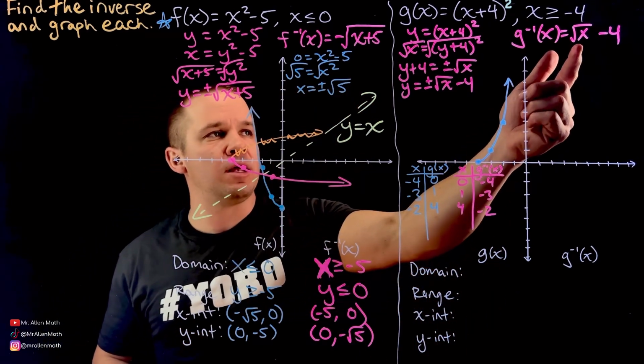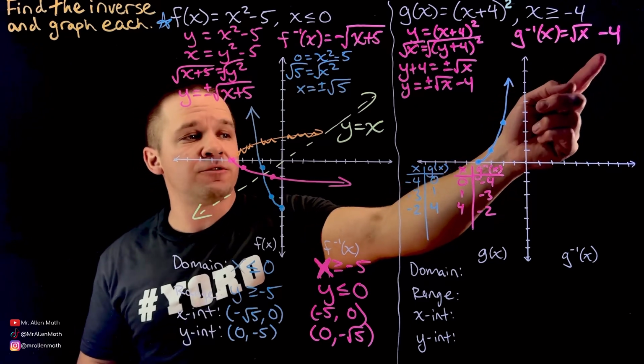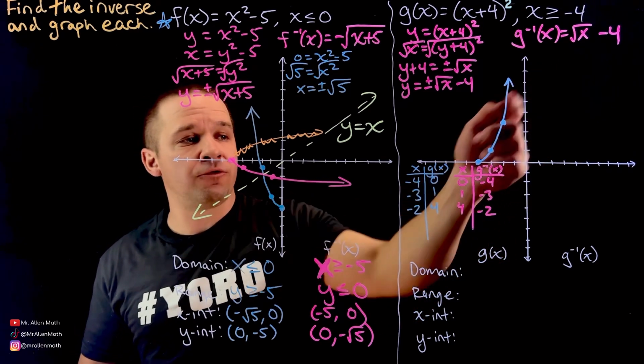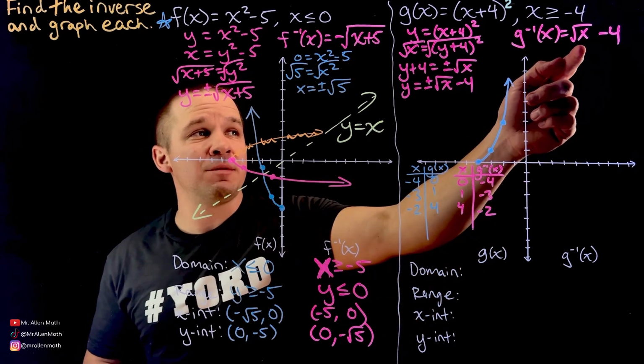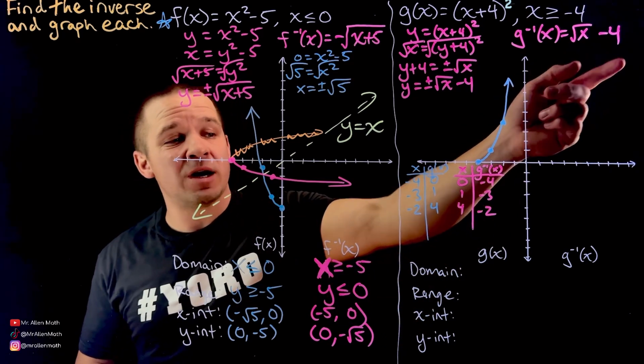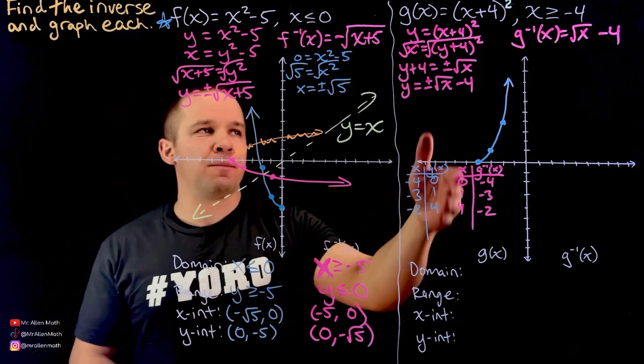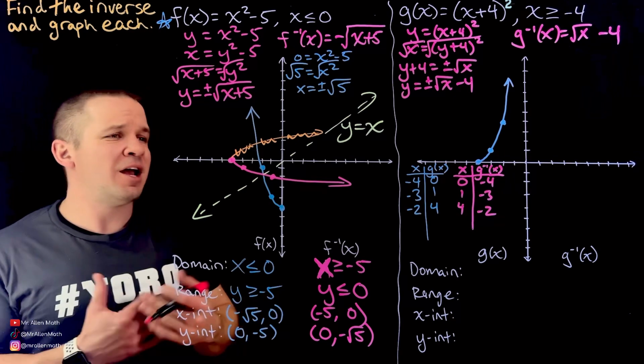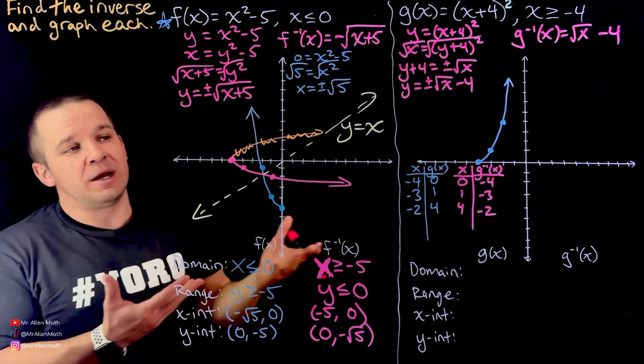Watch. If I plug 0 in here, square root of 0 is 0, minus 4 is -4. If I plug 1 in, square root of 1 is 1, minus 4 is -3. Plug 4 in, square root of 4 is 2, minus 4 is -2. Right? We're going to want to pick perfect squares if we're dealing with a radical. If we're dealing with something squared or quadratic, it really doesn't matter. We just don't want the numbers to get too big and go off our graph.